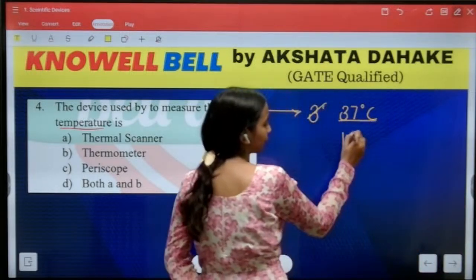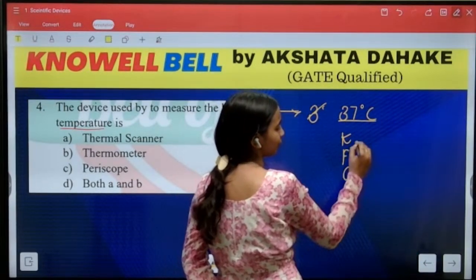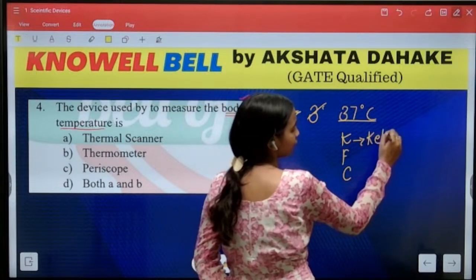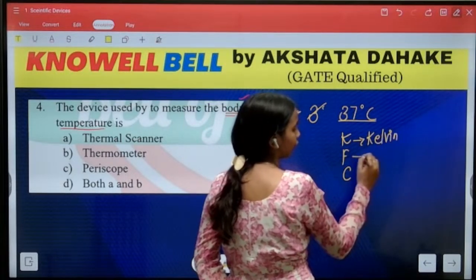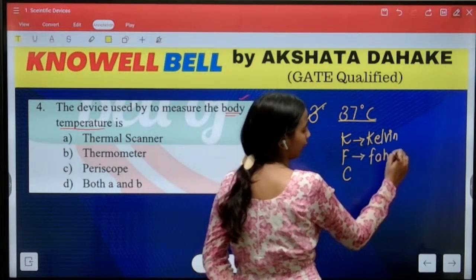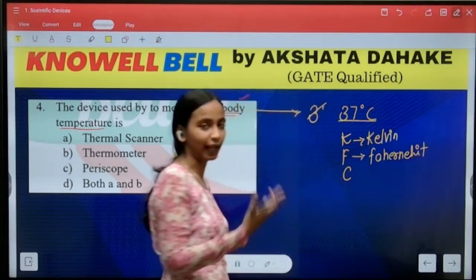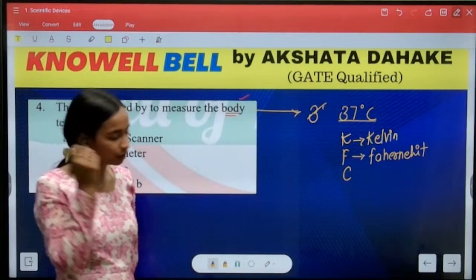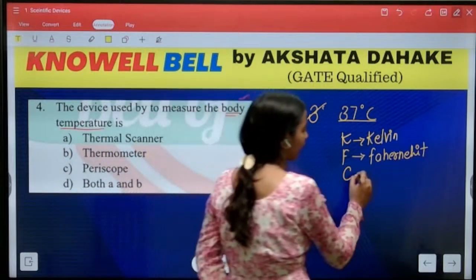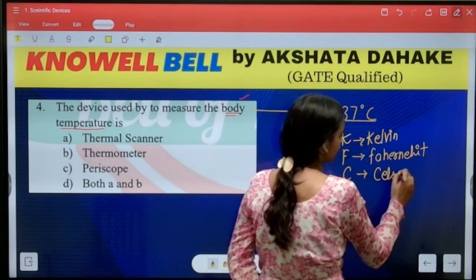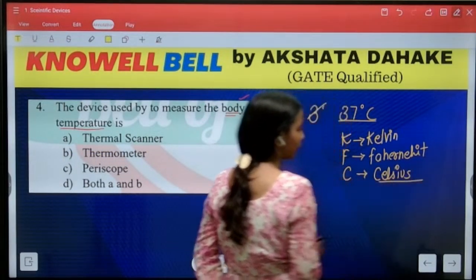And we measure temperature in how many scales? In 3 scales. What are the 3 scales? KFC you have to keep in mind. Kelvin, F for Fahrenheit, and Celsius. We can measure the temperature in Kelvin, in Fahrenheit, and in Celsius. Okay, this much we have to keep in mind.